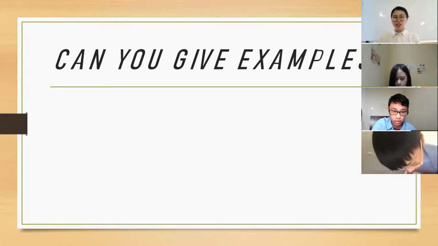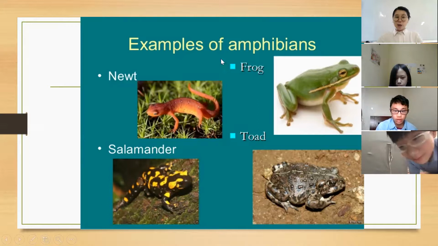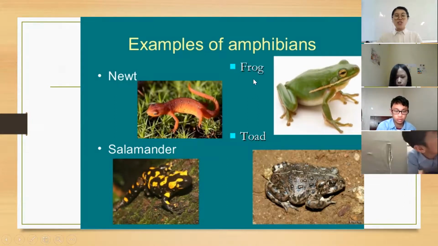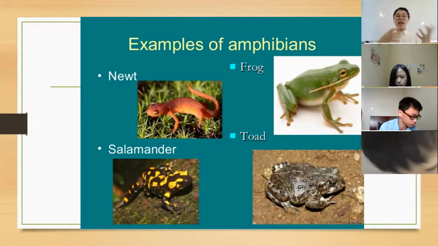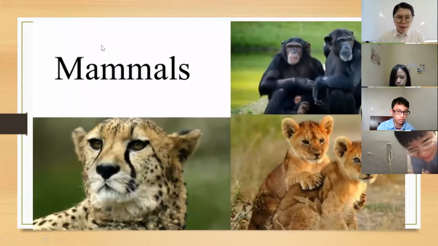So all of your answers are correct. So these are the examples of amphibians, the one you have seen a while ago in the picture. So newt, frog, toad, salamander. As what you have observed, they have moist skin. So again, amphibians, they live in both water and land. Okay. Next, let's proceed with mammals.